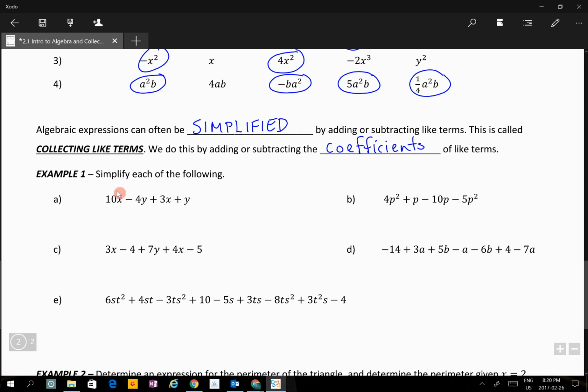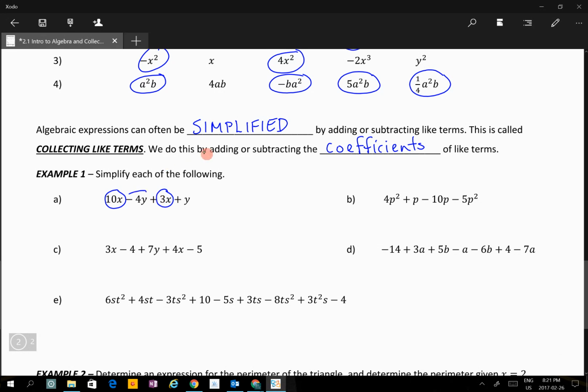So let's look at our like terms. I have a 10x and 3x. These two are like terms. Okay, so I can simplify them by adding or subtracting their coefficients. So if I have a 10x and a 3x, well, I can add their coefficients together because they're both positive, 10 and 3, to give me 13.